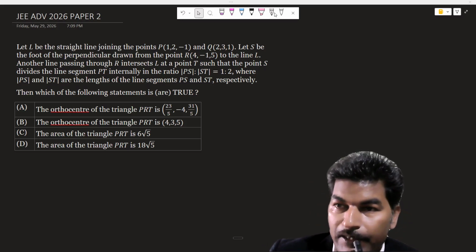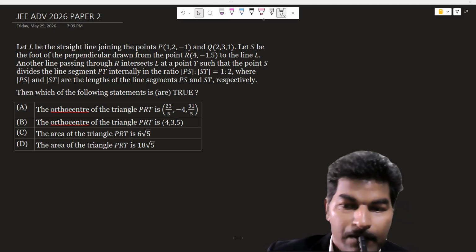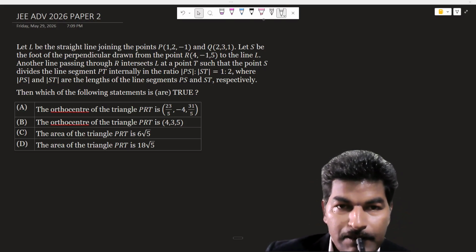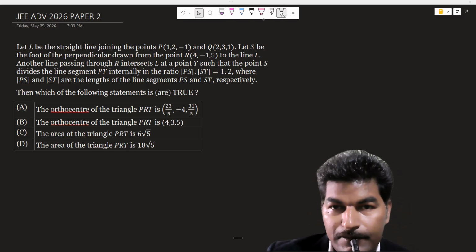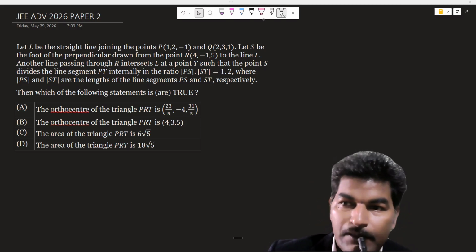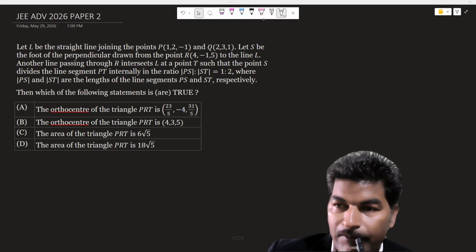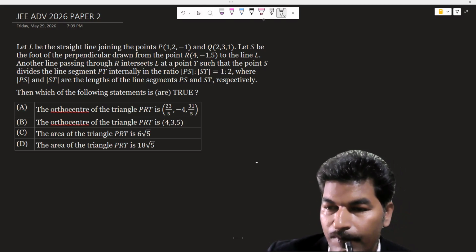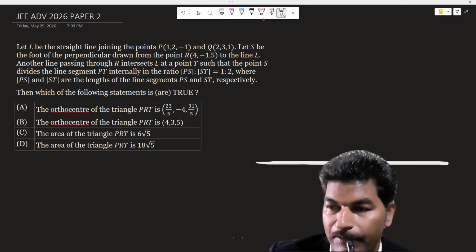Please take a look at the present question. This question was asked in JEE Advanced 2026, paper 2. The question was, let L be a straight line. Take a straight line, for example, this is a straight line.